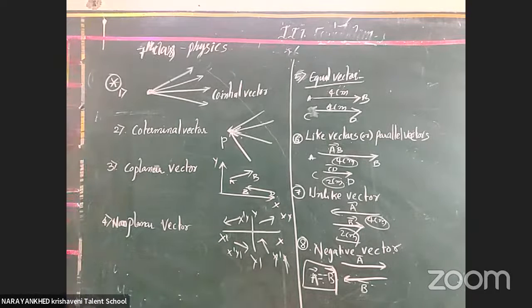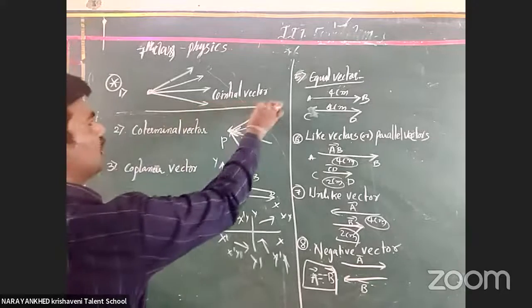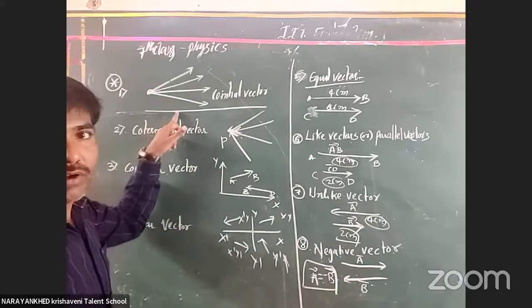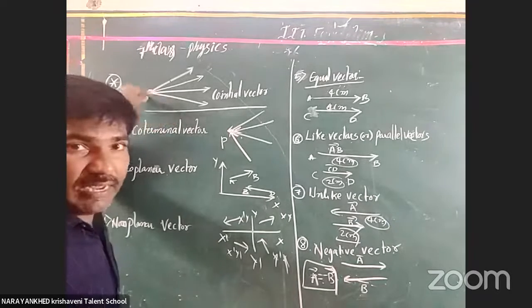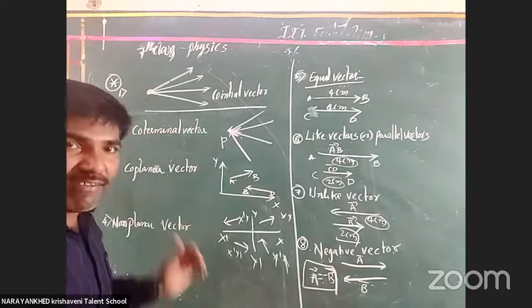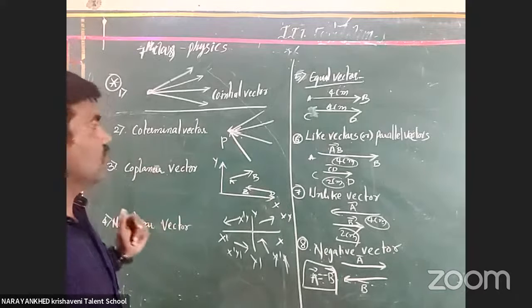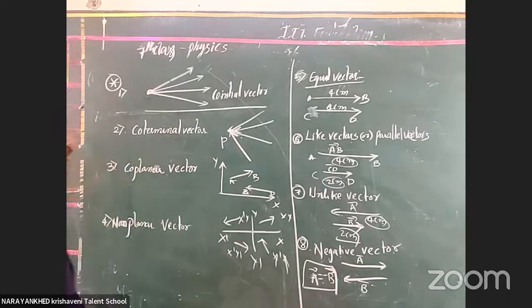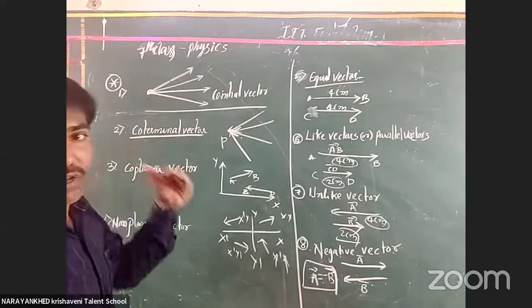Next, we are going with that one. Next vectors. Listen carefully, one by one, the vectors. This is called co-initial vectors. Why? Because they started initially at the same point. When the tails of the vectors start from the same initial point, that is called co-initial vectors, as opposed to co-terminal vectors.